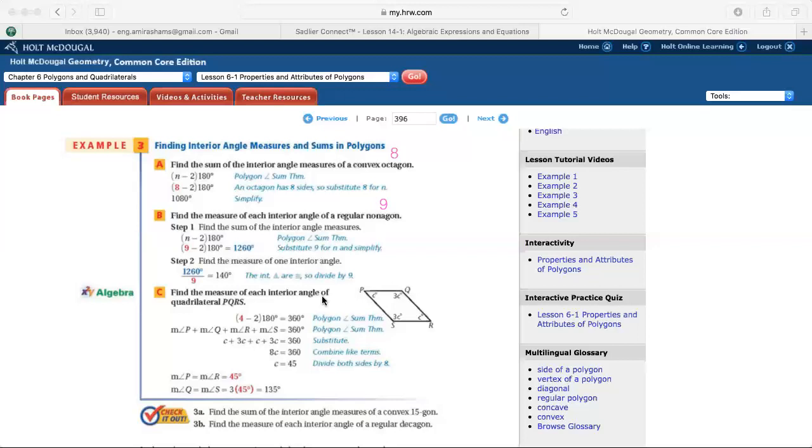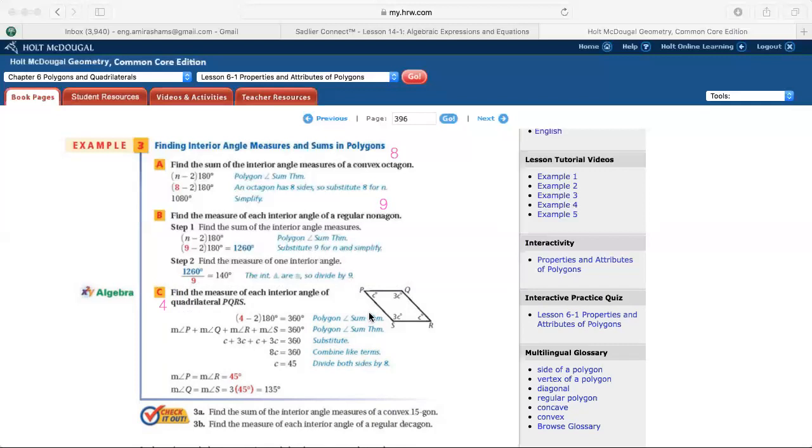Okay, so here, quadrilateral means 4. What is the rule? N minus 2. N minus 2 is 2. 2 multiplied by 180 is 360.